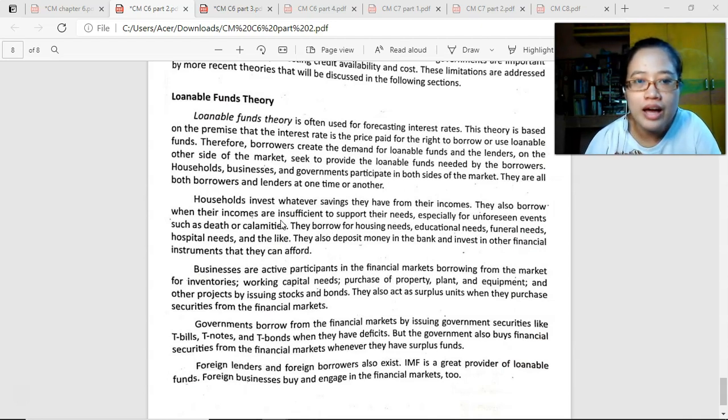Okay? Households invest whatever savings they have from their incomes. They also borrow when their incomes are insufficient to support their needs, especially for unforeseen events such as death or calamities, mga contingencies or emergencies. They borrow for housing needs, educational needs, funeral needs, hospital needs, and the like. They also deposit money in the bank and invest in other financial instruments that they can afford.